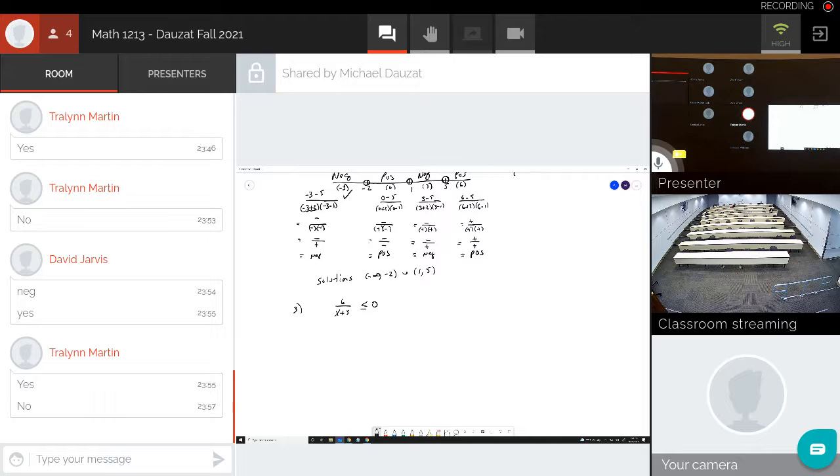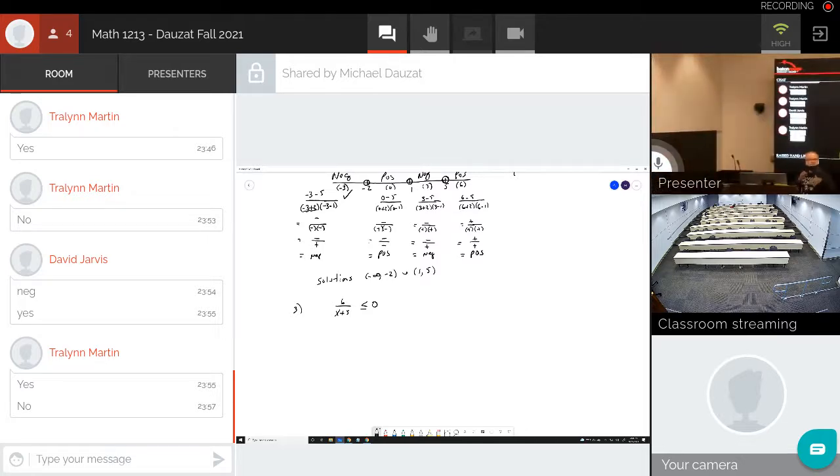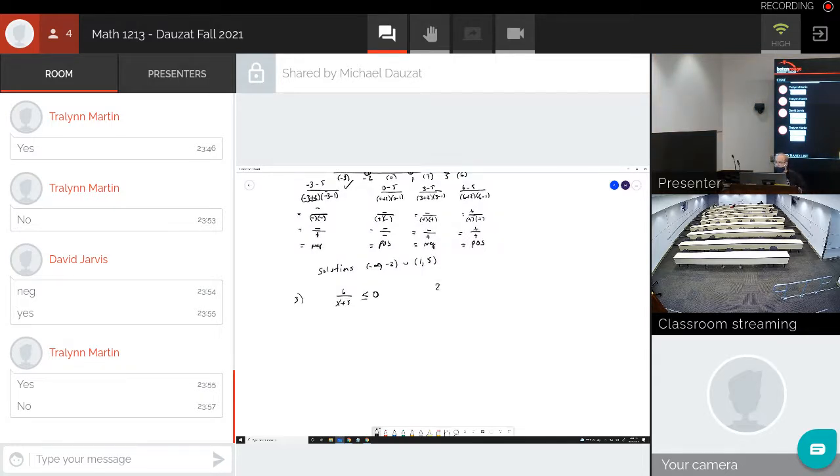Can I factor the denominator? No. So step 1, there's nothing to do there. Step 2, remember, that's where you find your 0. So I'm asking you this. Okay, we find the 0, step 2.